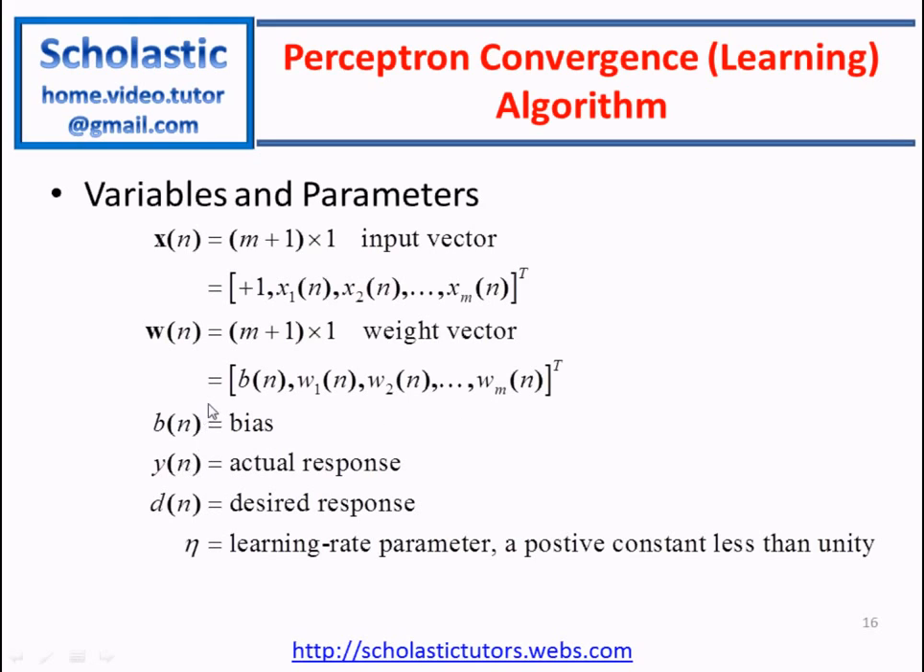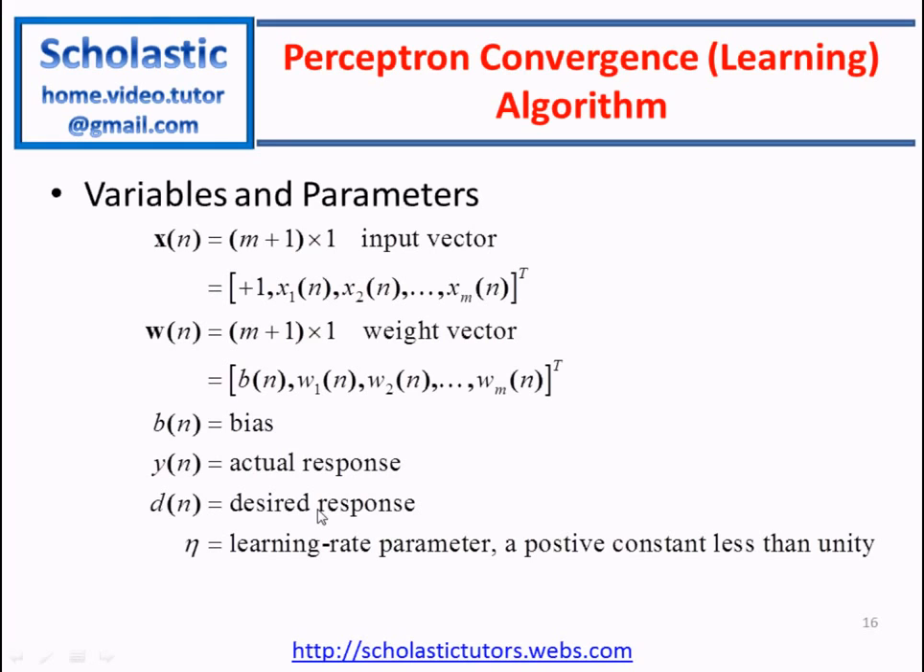That is, if you give xn, go through the weights, go through the summation, go through the activation function, you will get the actual response. And there is a thing called desired response. That means if the neural network is properly trained, the actual response equals the desired response. If not, we need to retrain the neural network until you get the correct or desired response for the training samples.